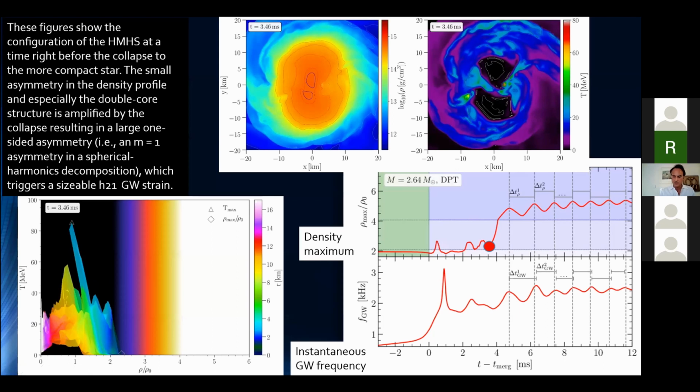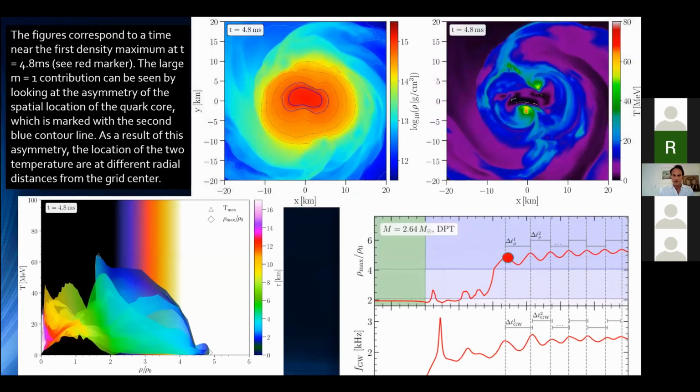Which is the next plot over here. It collapses, and we are now here, and you see we have the region in the interior which is totally deconfined matter, and here we have a kind of mixed phase region. And we have a kind of asymmetry, which came because before the collapse there was an asymmetry in the system, and when it collapses it creates such a shape here.